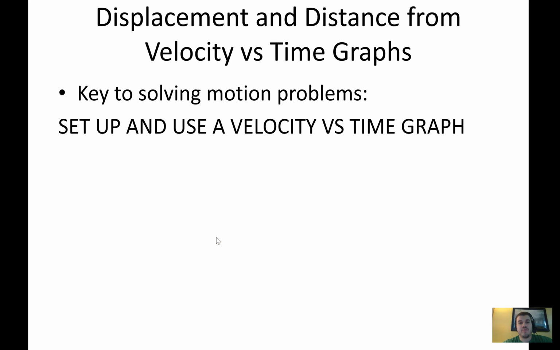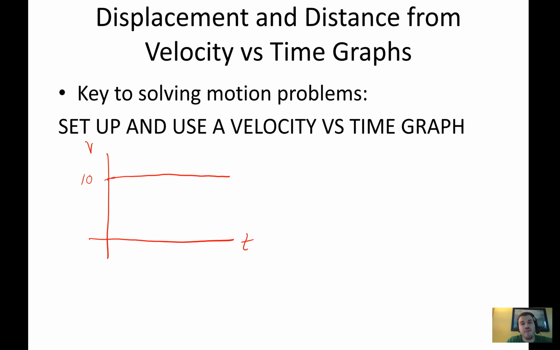Let's talk about how to solve motion problems, and this will be really important as we move further along in the unit. The key is that you must always set up and use a velocity versus time graph. So let's say that you are driving a car and you are moving at 10 miles per hour. If I were to make a velocity versus time graph, I would say that you are moving at 10 miles per hour, and we'll say you're moving 10 miles per hour in the positive direction. So I have this constant velocity.